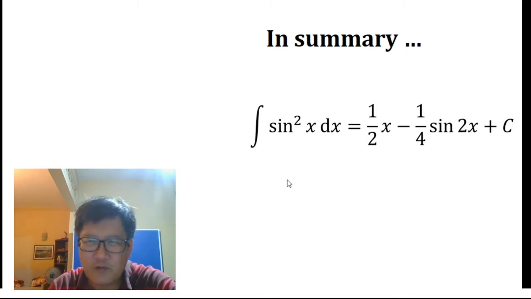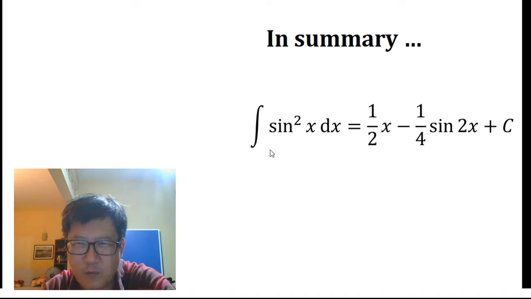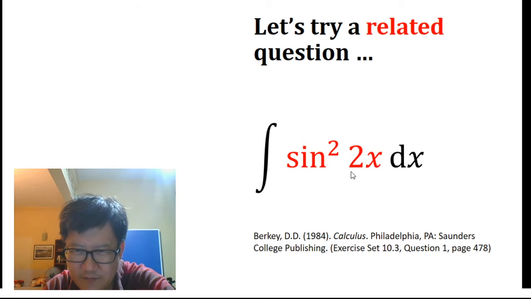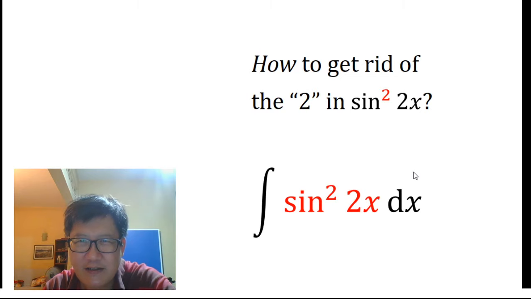So in summary, this was what we started out with, and this is the answer to this question. Now let's try to answer a related question. This question is almost similar to the previous one, except that you have a 2x here. Everything else remains the same except that instead of sine squared x, you have sine squared 2x dx. Again, the question is how to get rid of the square in sine squared 2x. How to take an eraser and erase this off.